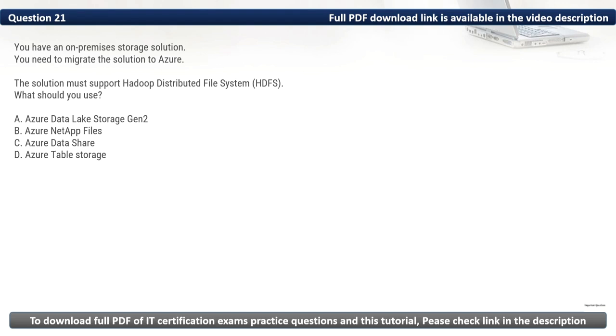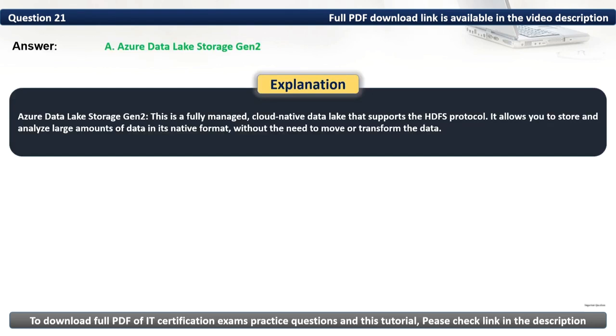Here in this question, we need to migrate the solution to Azure and it must support HDFS. As such, we should use Azure Data Lake Storage Gen 2. Thus, the correct option is A. Azure Data Lake Storage Gen 2. This is a fully managed cloud native data lake that supports the HDFS protocol. It allows you to store and analyze large amounts of data in its native format without the need to move or transform the data.